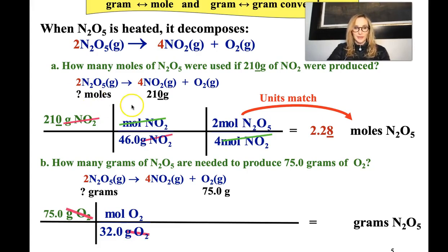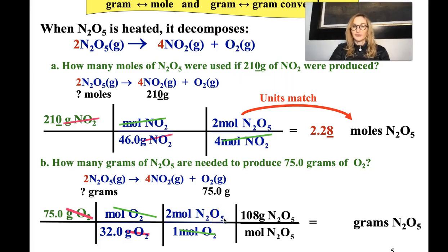Now we're going to use the balanced equation, and we're going to say for every 1 mole of oxygen on the bottom, 2 moles of N2O5 are required. And finally, because they want grams, we're going to have to find the molar mass of N2O5. Nitrogen is 14 times 2, plus oxygen is 16 times 5. That's 108. So now when we do this, we'd say 75 divided by 32 times 2 times 108. And we started with 3 sig figs, so we're going to end with 3 sig figs.